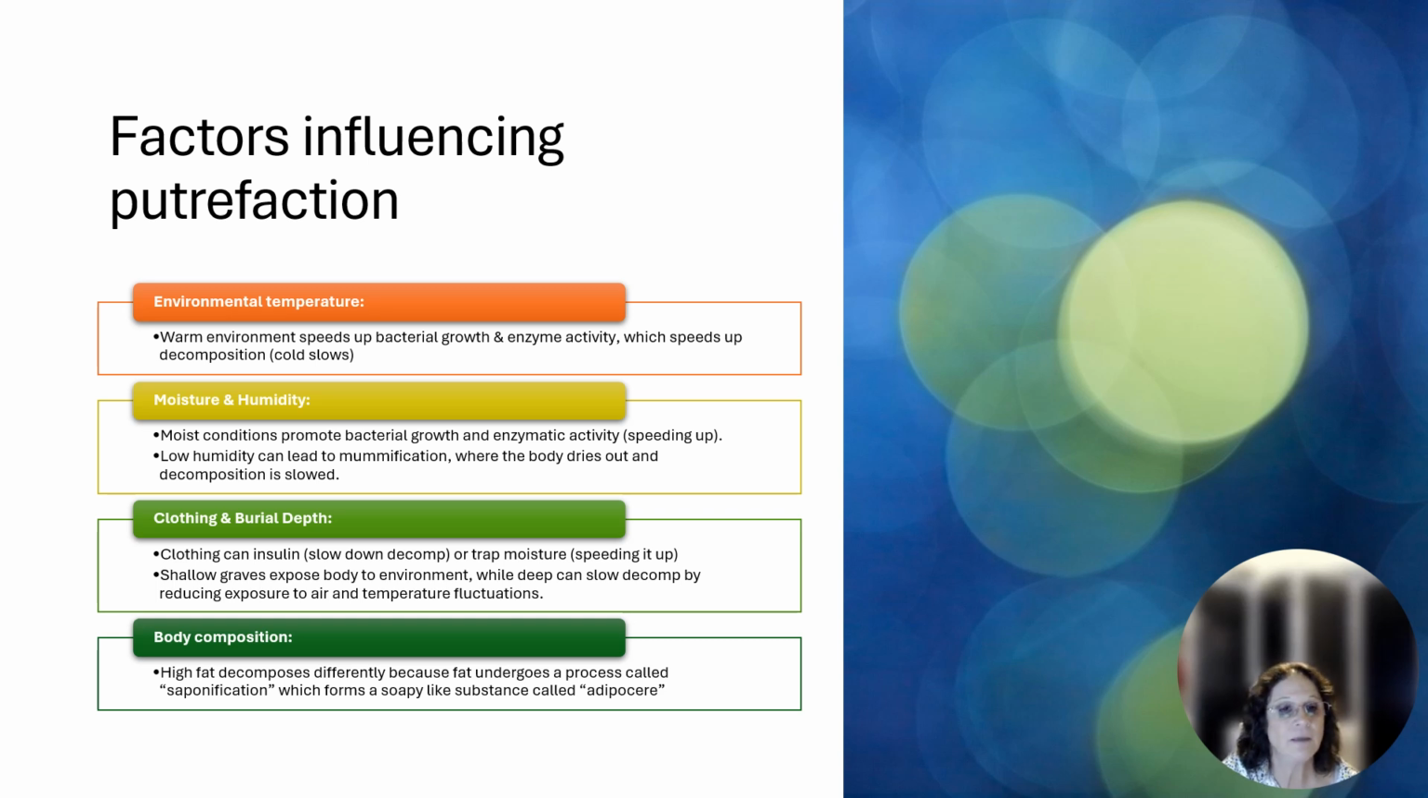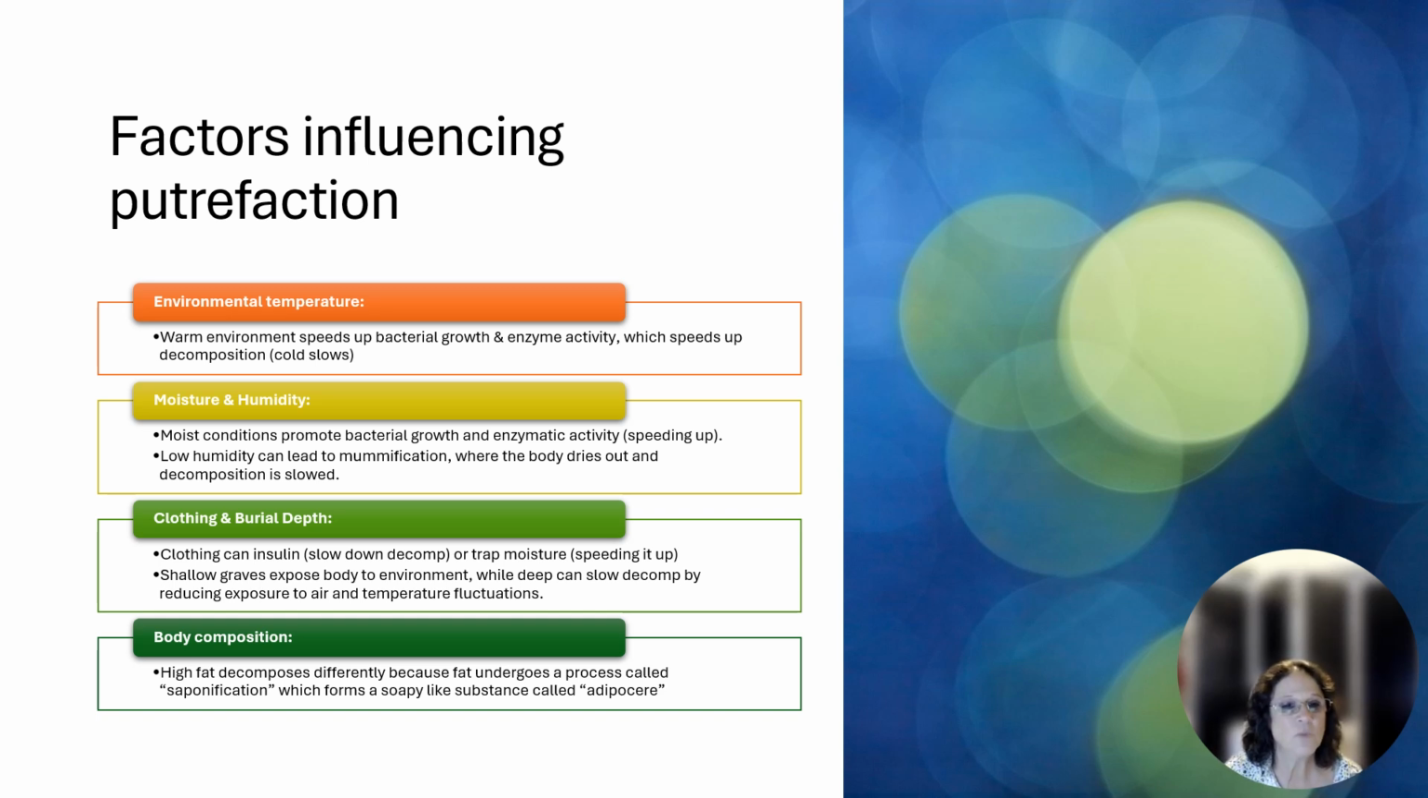Environmental temperature, again. A warm environment is going to make the bacteria grow faster, and it's going to increase the speed of enzyme activity, which is going to speed up the decomposition. The opposite is true if the environment is cold, so it would slow down decomposition. If you're ever watching those true crime type shows and they're talking about how long, with the temperature of the body, this is what they're talking about. That's actually, a lot of times, pretty spot on. But now your job is to see if you've done your homework, okay?